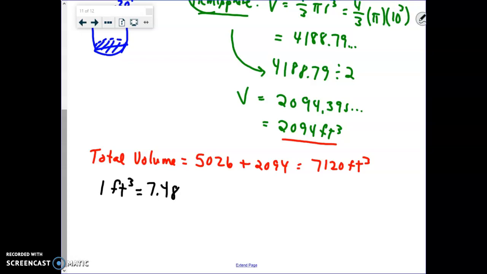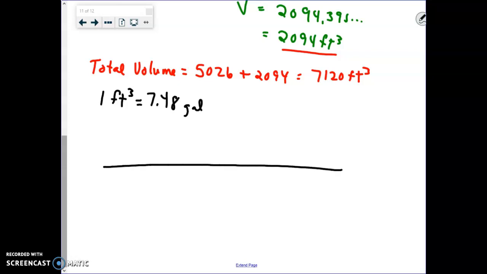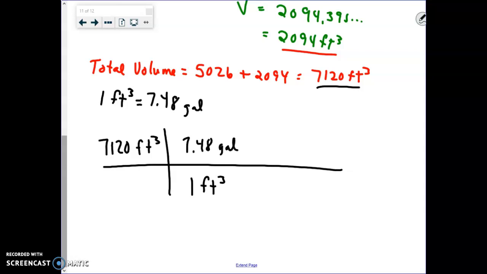Now I'm going a little over my 7-minute limit here, but again, I want to finish this up. So I'm going to use a conversion. We're starting off with 7,120 cubic feet. That's what I had here. And 1 cubic foot is equal to 7.48 gallons. The cubic feet cancel out. So basically, you just take 7,120 times 7.48, which you get 53,257.6 gallons.